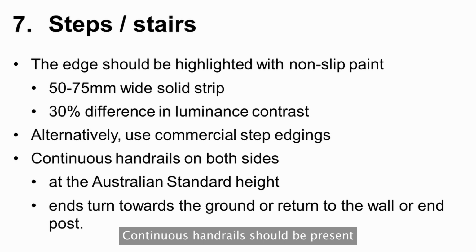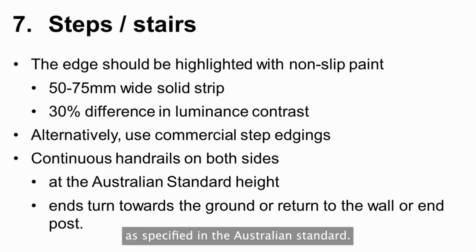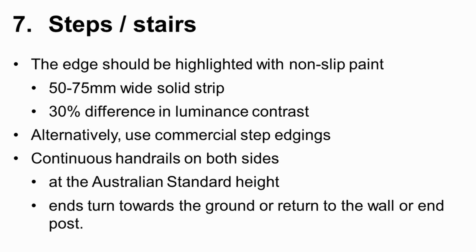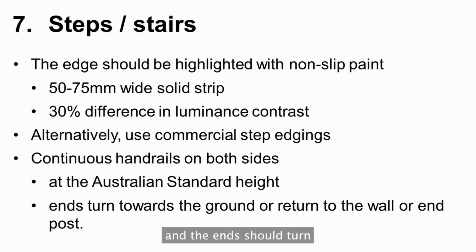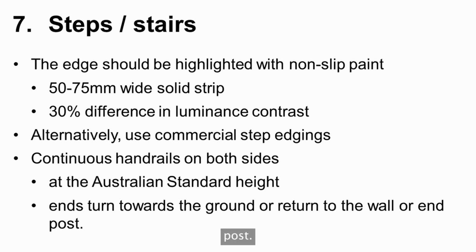Continuous handrails should be present on both sides of all stairways and landings and be set at the height as specified in the Australian standard. The standard also specifies how far the handrail is to extend past the end of the stairs at the top and at the bottom. However, it should not encroach into the walkway and the ends should turn towards the ground or completely return to the wall or end post.